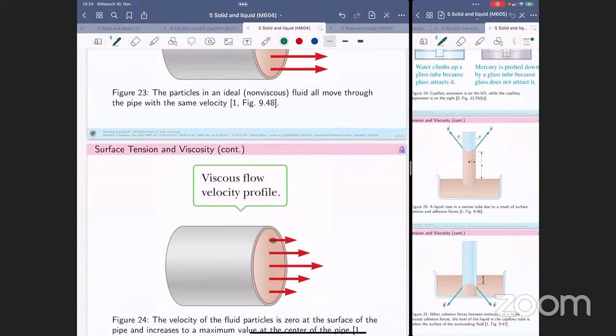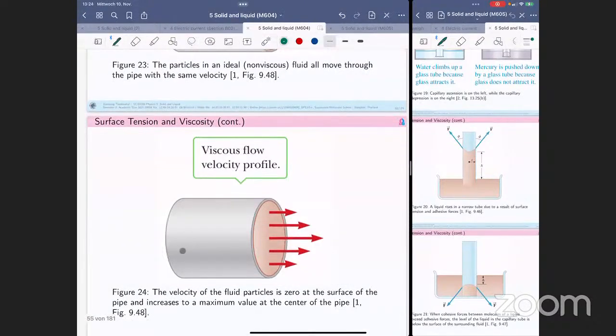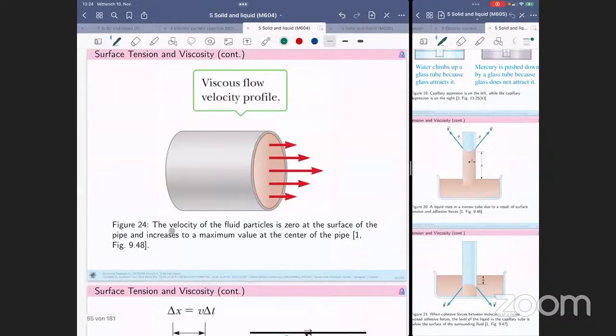When you are closer to the center, you have less friction, and your velocity is going to be increasing and increasing. The velocity of the fluid particles is zero at the surface. We would say it has zero movement, no movement, because the friction is very large at the surface of the pipe, and the velocity increases to the maximum value at the center of the pipe.